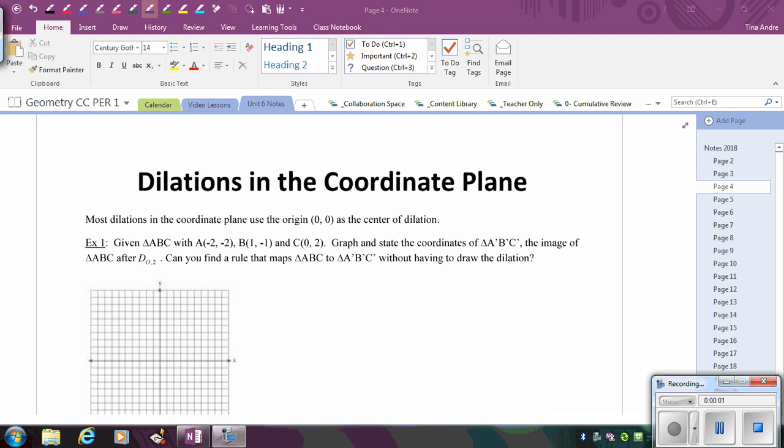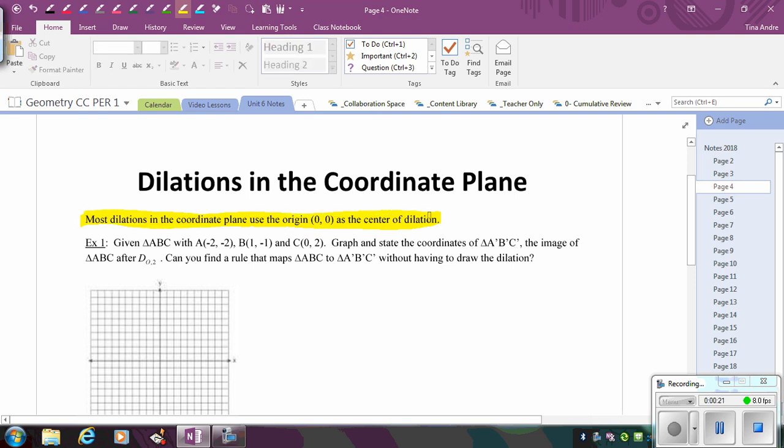In this video, we're going to extend our knowledge on dilations, and we're going to learn how to do dilations in the coordinate plane. When we're in the coordinate plane, most of the time, dilations are going to be centered at the origin. If it doesn't specify in a certain problem where the center of dilation is, you can assume that it's the origin because that's the most common. However, if it tells us what the center of dilation is, then we have to use that.